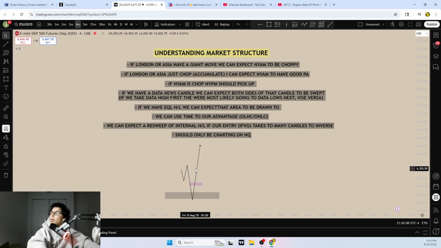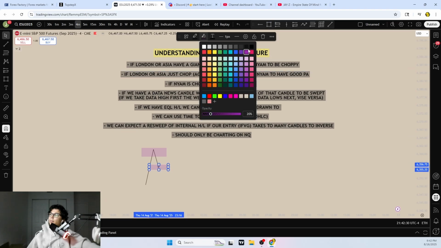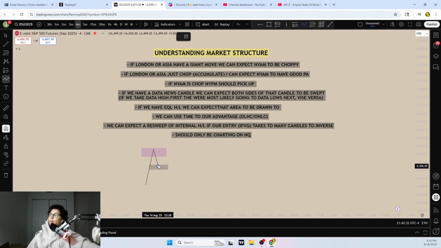Let's go over these last 2 real quick before this video ends. We can expect a resweep of internal highs or lows if our entry, which is inversion of fair value gaps, takes too many candles to inverse. I've talked about this before, right? Say we hit a key level and we get a 3-minute fair value gap right here, but it just takes mad long to inverse this gap. So we inverse it with this candle. Well, we're most likely going to want to wait for a resweep before entering, because what did we just generate? We just generated all this LRL right here, relatively equal highs.